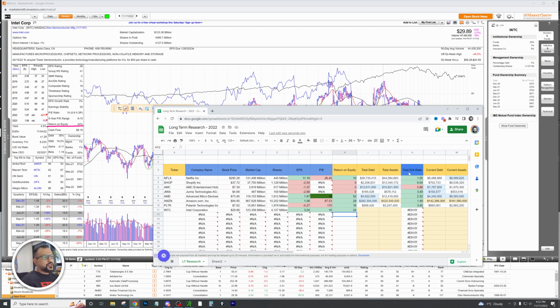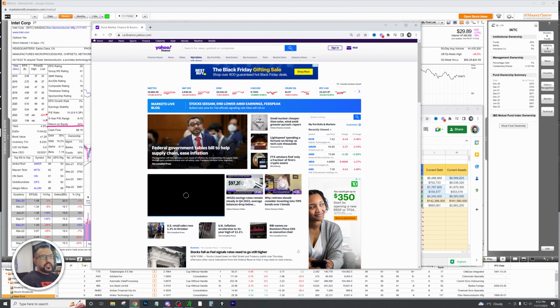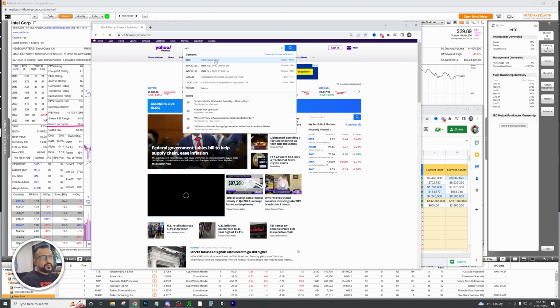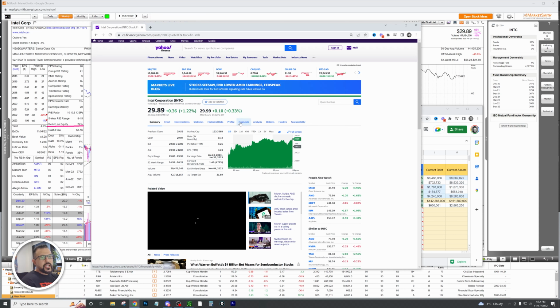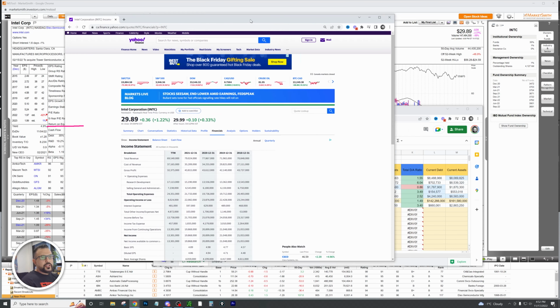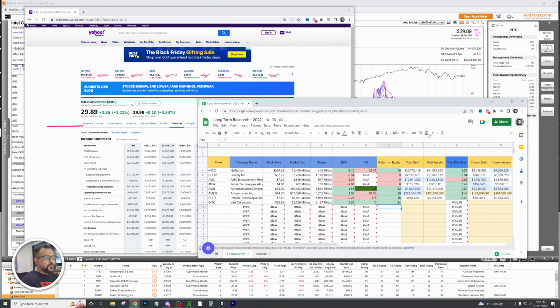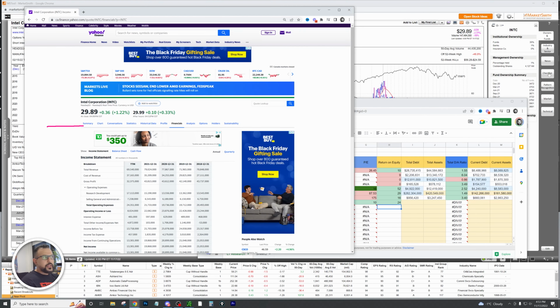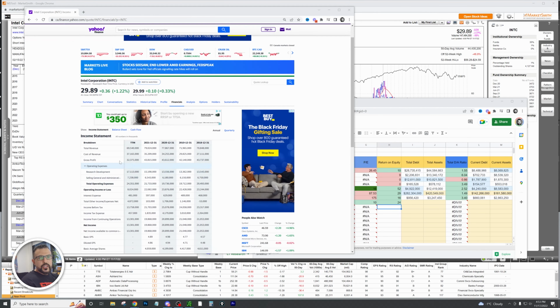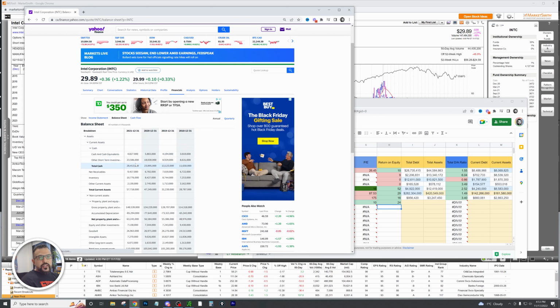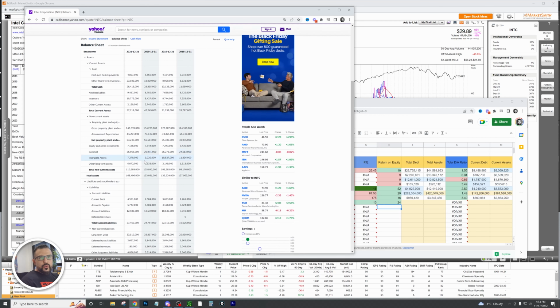Now we're going to look at the total debt to asset ratio. And how do we do that? We're going to plug in Yahoo Finance. We're going to put in INTC, and we want to start looking at the financials. We're looking for total debt, so we're going to come to the balance sheet here and come down to total debt.